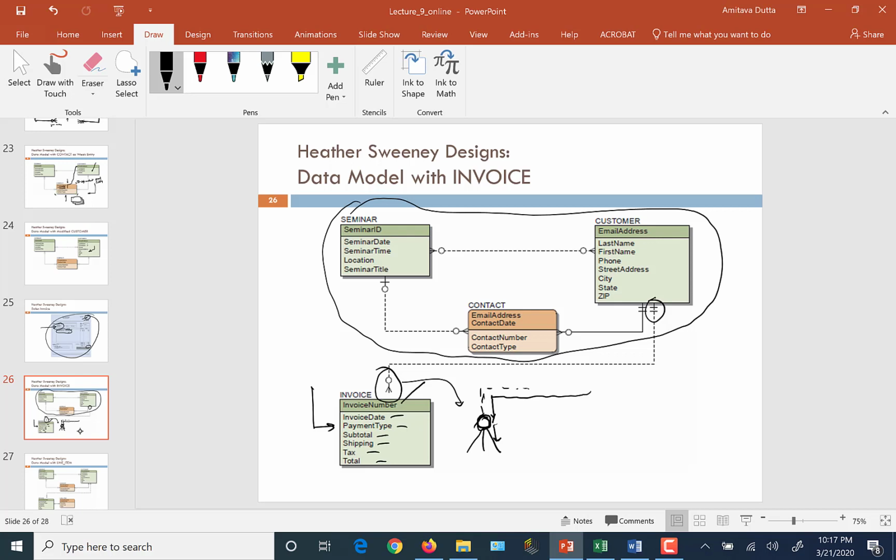Now, if I go in the reverse direction, if I blow up this particular cardinality, it looks like this. They're both ones. Do you see? The minimum and the maximum are both ones. So when I come from invoice to customer, I will say one invoice is sent to at least one and at most one customer. So I hope you understand where the cardinalities came from. So the relationship between customer and invoice is one to many.